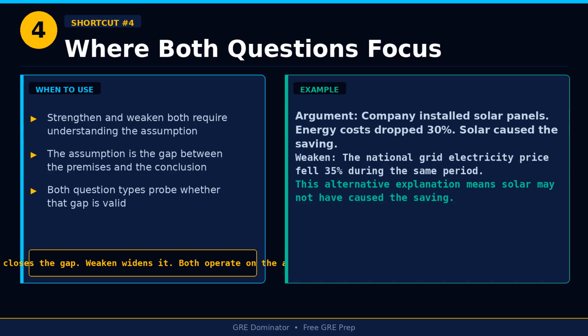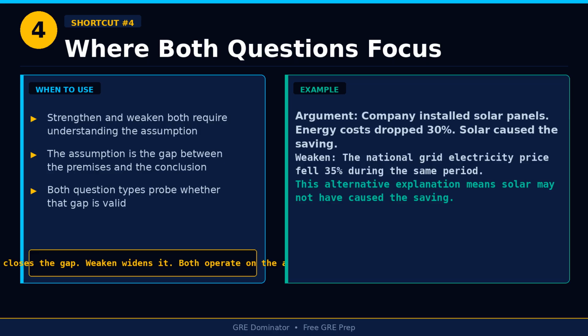The gap in the example is a causal assumption. The company installed solar and costs dropped. The argument assumes solar caused the drop. To weaken this argument, you need an alternative explanation for the cost drop that does not require solar to be the cause. The national grid price falling 35% during the same period provides exactly that. Now the same evidence can be explained without crediting solar.